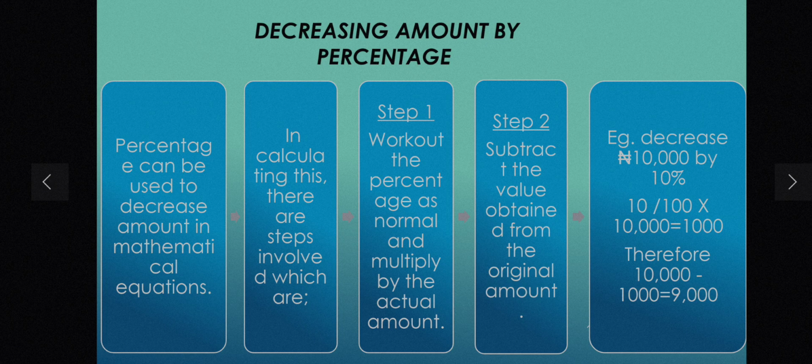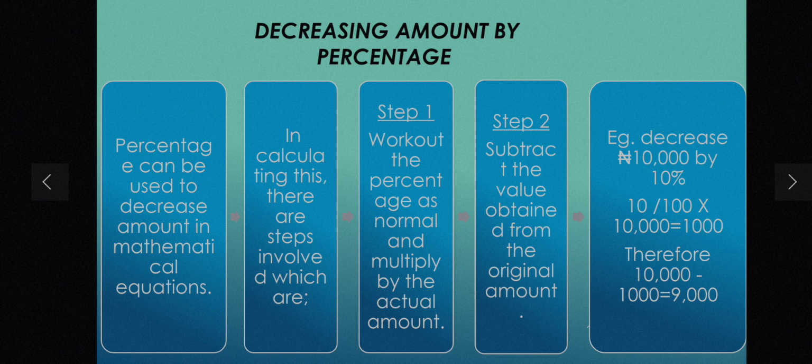Now let's work out 10%. 10% becomes what? 10 over 100 times the actual amount. The actual amount given to us here is what? 10,000 naira. So 10 over 100 times 10,000 naira is what? We can cut 2 of the 0s of 100 and 2 of the 0s of 10,000. That leaves us with 10 times what? 10 times 100, which becomes what? 1,000 naira.